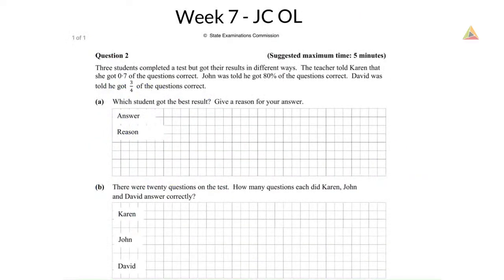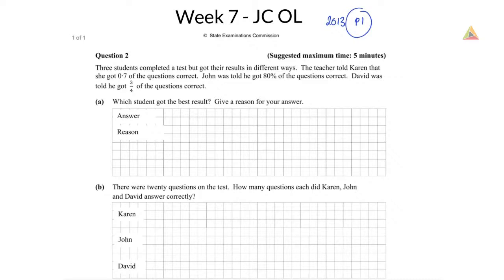Okay, so I pulled a paper here from the 2013 paper, and it's paper 1. So 3 students completed a test, but got their results in different ways. The teacher told Karen that she got 0.7 of the questions correct. John was told that he got 80% of the questions correct. And David was told that he got 3/4 of the questions correct. Which student got the best result? And give a reason for your answer.